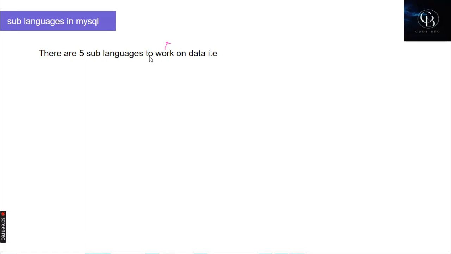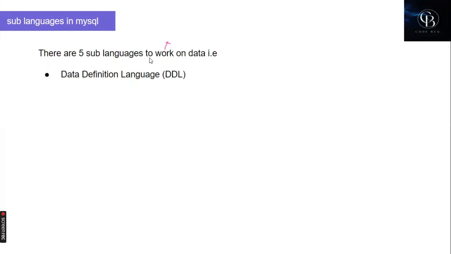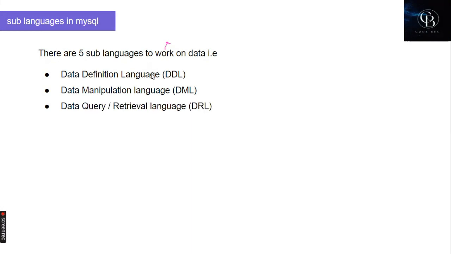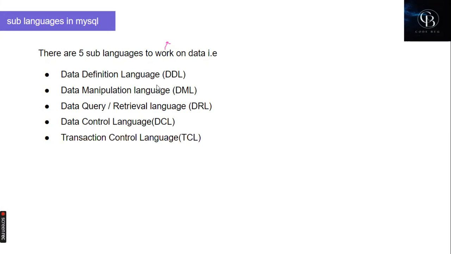Now, what are the different sublanguages in MySQL? First one is DDL. What is DDL? Data Definition Language. Next one, DML, which means Data Manipulation Language. Next, Data Query Language, or another name for this is Data Retrieval Language. Next one is Data Control Language, DCL. And finally, TCL, which means Transaction Control Language. These are the 5 sublanguages.